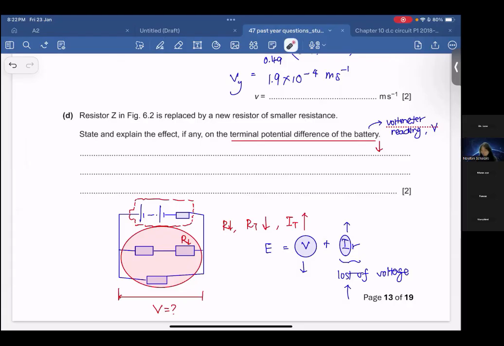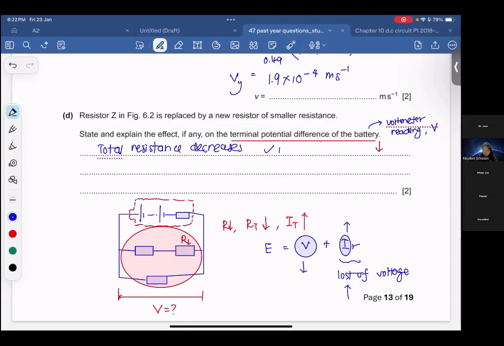But this one is only 2 marks. Actually, their requirement for this answer is very simple. As long as you mention that the total resistance decreases, you score 1 mark. The second mark is because they're asking about the terminal potential difference of the battery, so here you have to answer about this potential difference.